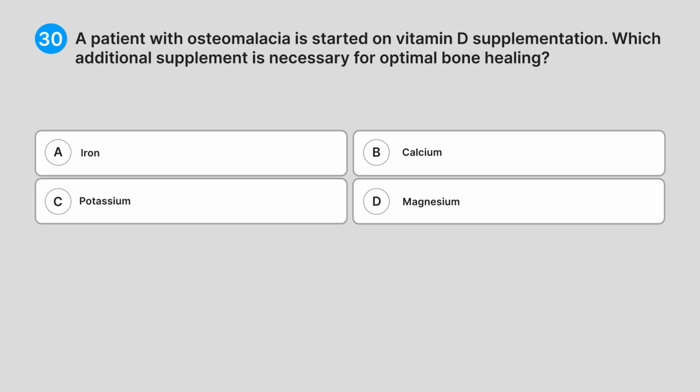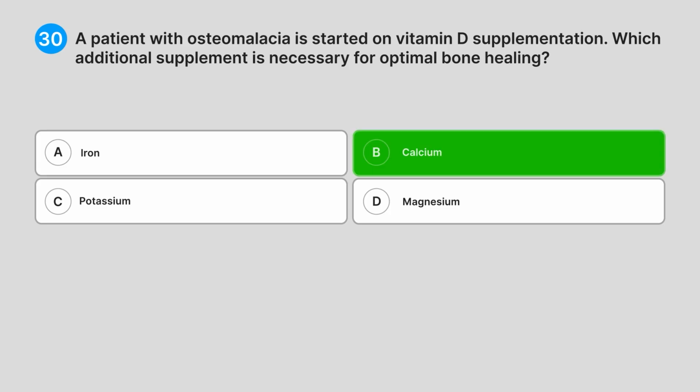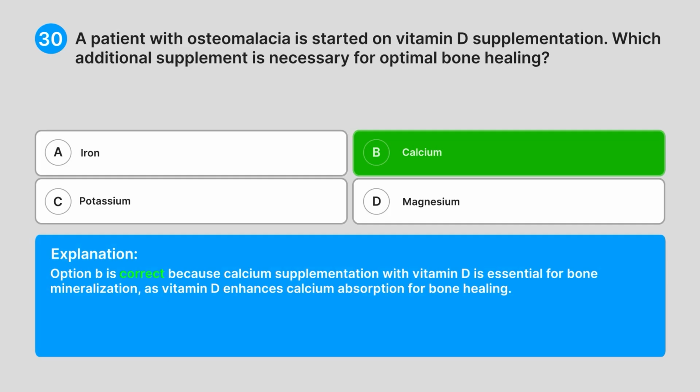Correct answer, B. Calcium. Explanation: option B is correct because calcium supplementation with vitamin D is essential for bone mineralization, as vitamin D enhances calcium absorption for bone healing.